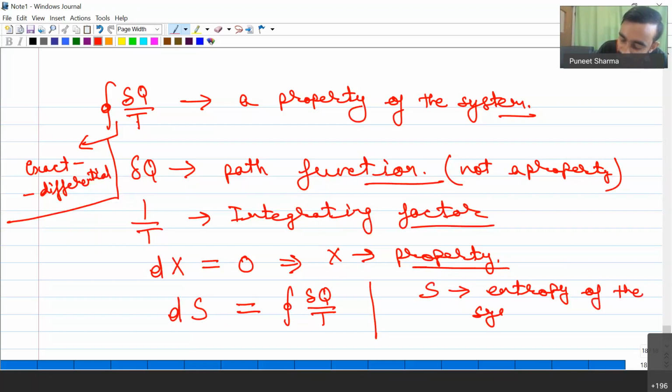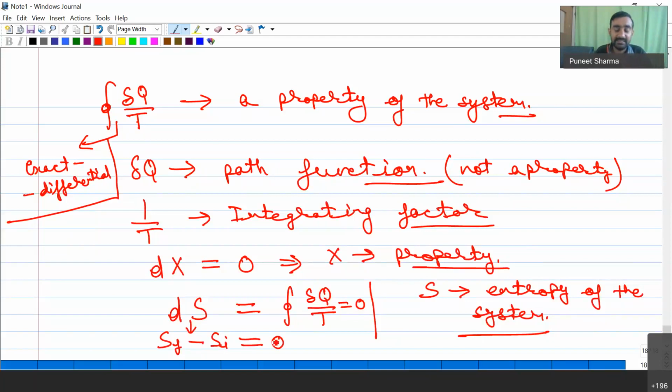Okay, so from the second law of thermodynamics, we have come to know about another very, very important property which we call nothing but the entropy of the system. At the moment, just concentrate mathematically on the fact that the cyclic integral del Q by T is equal to 0 for this system, so obviously this ds will be our exact differential, and I can simply write that ds is equal to nothing but S final minus S initial. And as for a cyclic process the final and initial states are the same, that's why I can simply write that S final minus S initial is equal to 0.